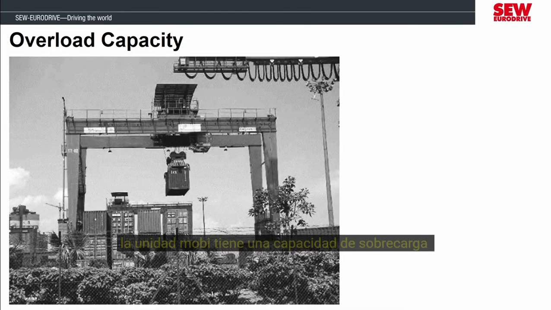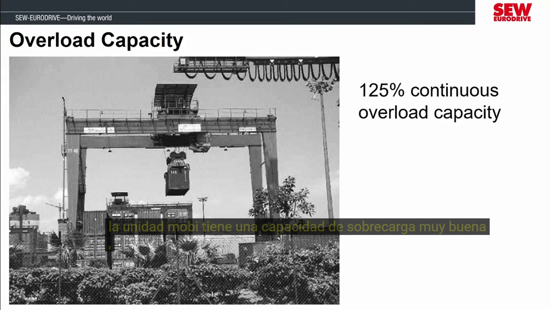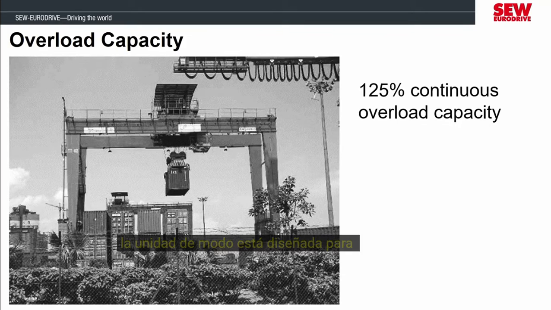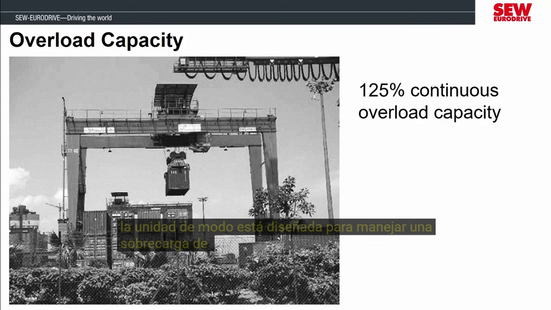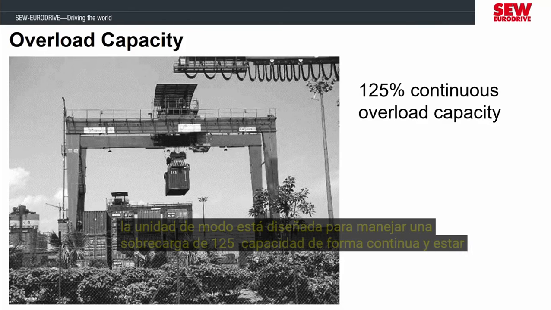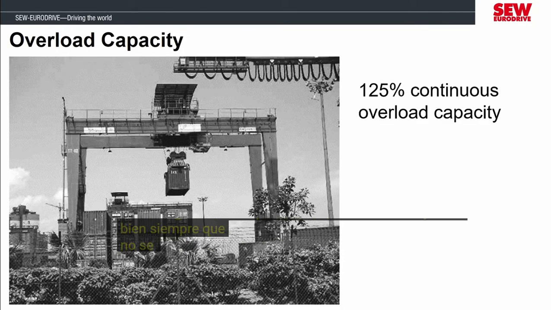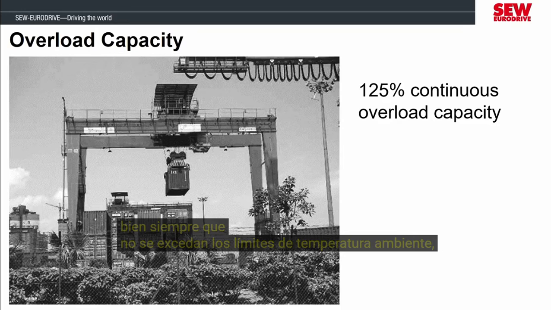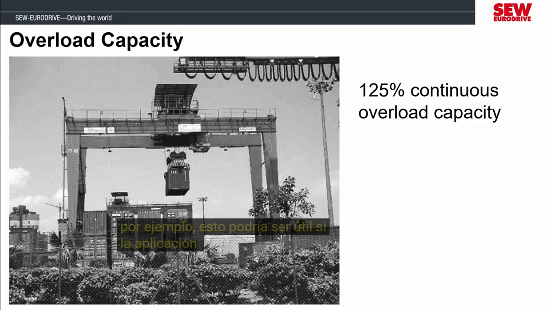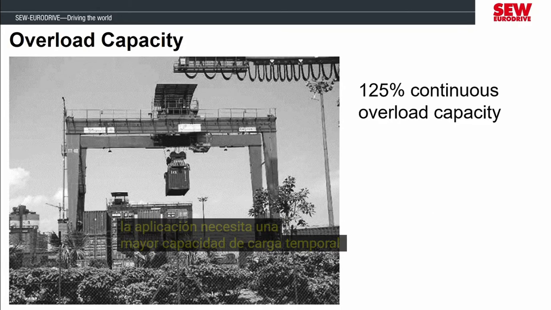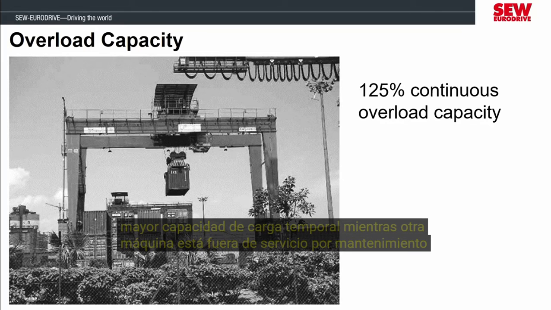The MOVIDRIVE has very good overload capacity. The MOVIDRIVE is designed to handle 125% overload capacity continuously and be okay as long as the ambient temperature limits aren't exceeded. As an example, this could be helpful if the application needs temporary higher load capacity while another machine is down for maintenance.